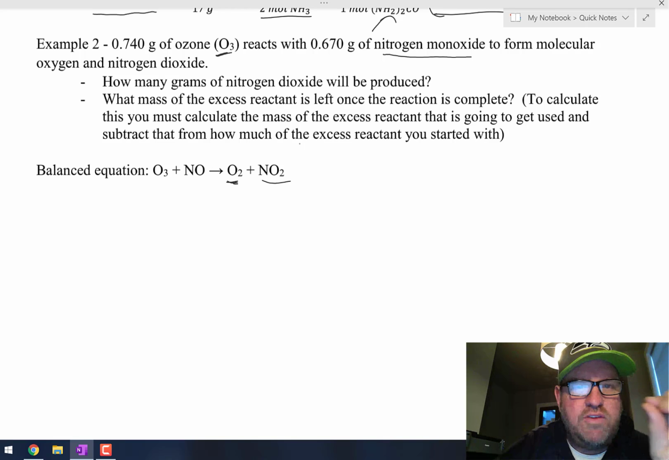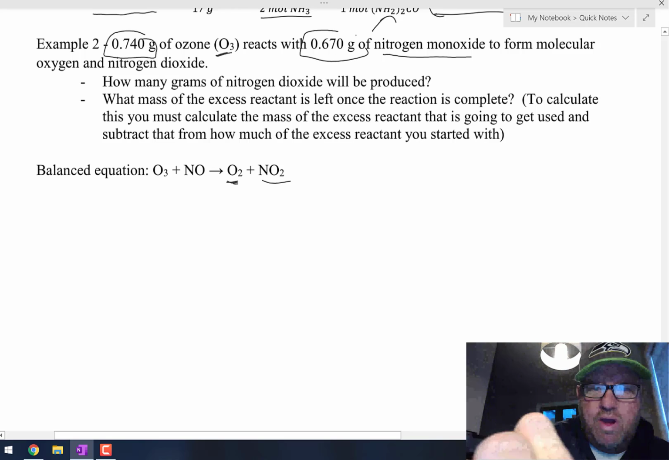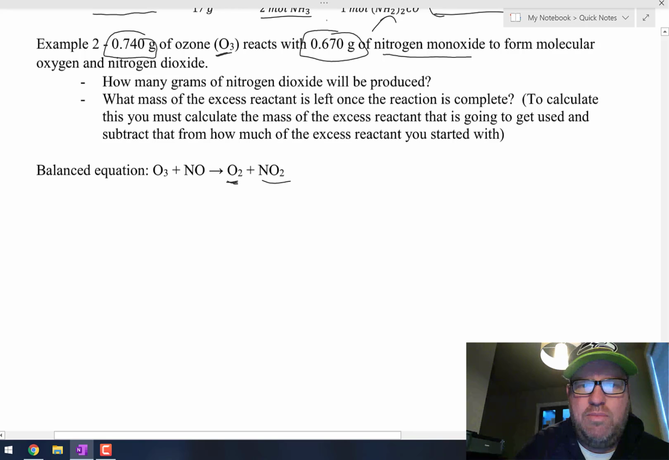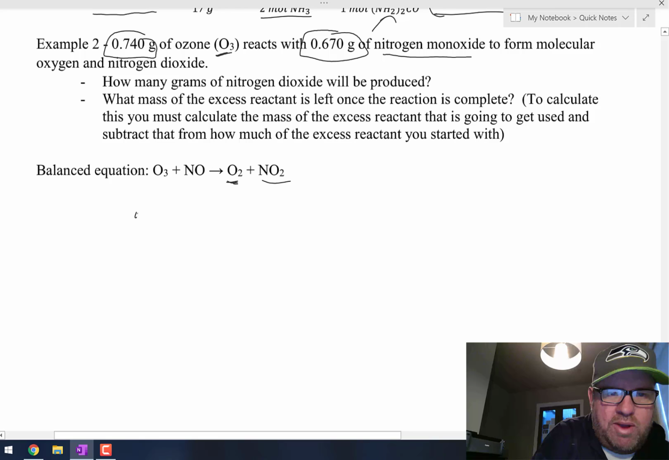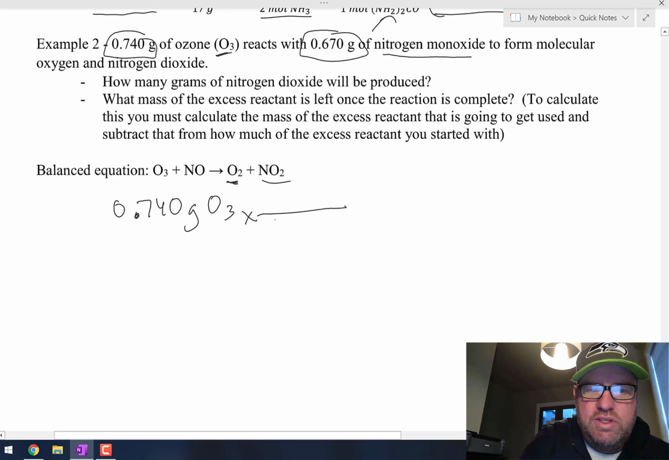So again, what's the first thing I have to do here? I have to recognize, ooh, this is a limiting reactant problem because they're giving me the mass of both reactants. So what am I going to do? I'm going to take my 0.740 grams of O3. I'm going to convert that to moles. 48 grams in 1 mole of O3.